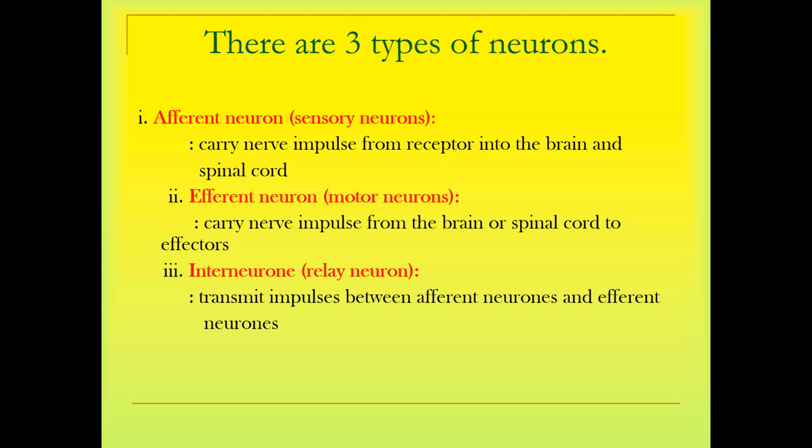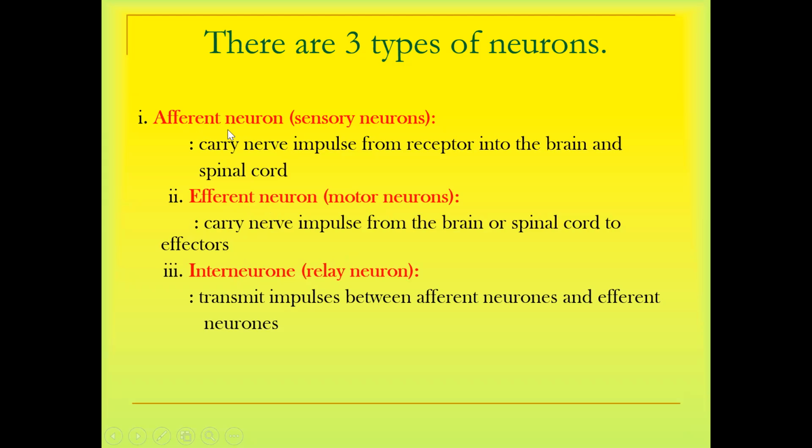Basically there are three types of neuron. The first one is afferent neuron, then we have efferent neuron, and the last one, interneuron. Afferent neuron is also known as a sensory neuron. For efferent neuron, we can also use the term motor neuron. And the other name for interneuron is relay neuron.